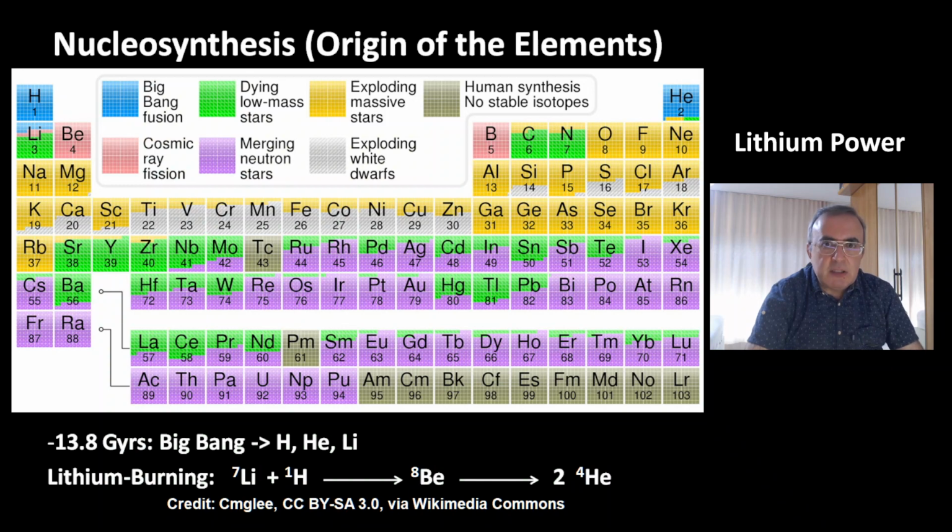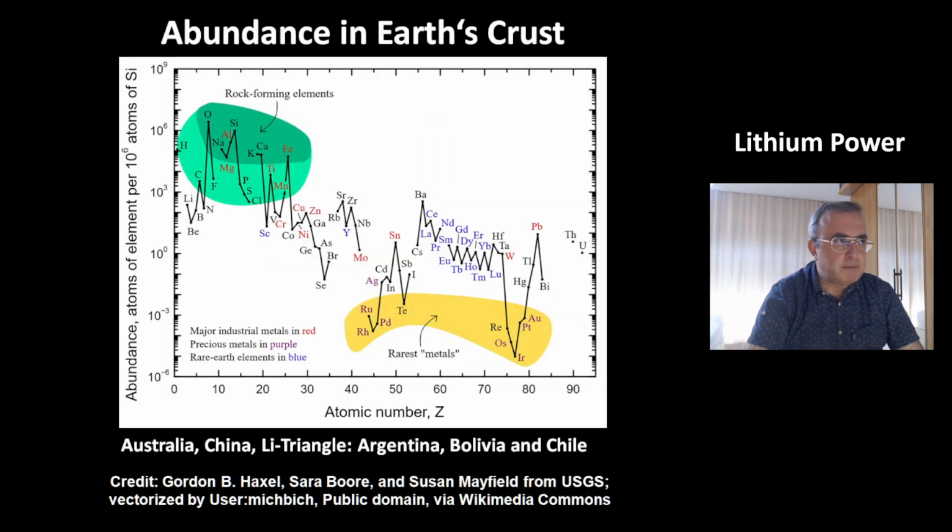Hydrogen and helium are the most common elements in the universe, but lithium is not as common because there are other nuclear reactions that can destroy lithium, like the lithium burning. Where lithium is hit by a proton, it gives you beryllium 8, which decays into 2 helium 4 isotopes.